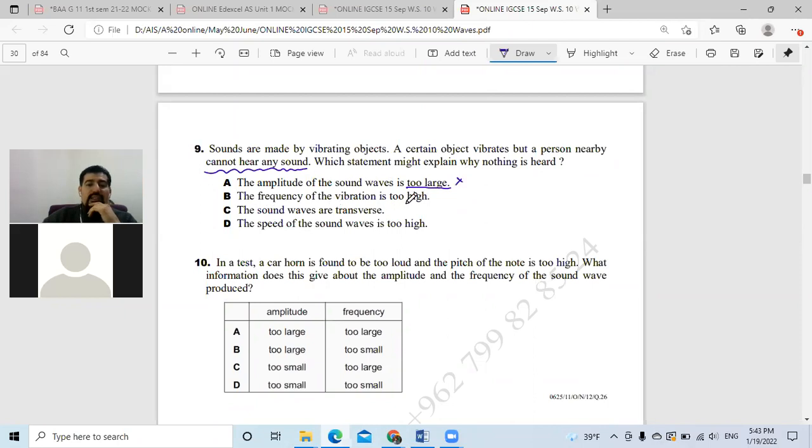If the frequency is too high, above the normal range of hearing, it's accepted. The sounds are transverse. That's not an accepted answer at all. It's not a reason. The speed of sound is too high. That cannot happen. So the answer is B. It's not a reason that I can't hear because the speed of sound is too fast. No, it's not the correct answer.